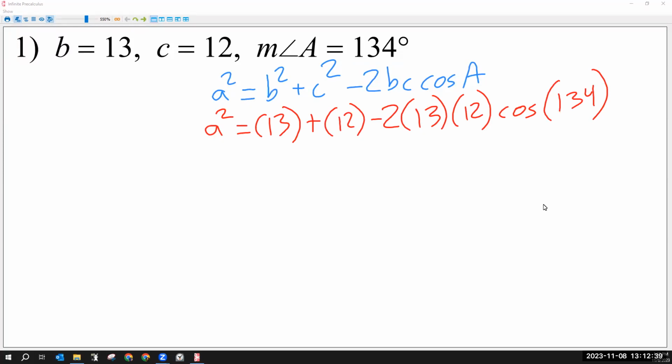Just plugging in what they give me into my equation. That's a long stretch of numbers, but they're numbers. Is there any unknown in there? So I can stick that in my calculator just the way it looks. Make sure your calculator's still in degree mode. Yes, squared.